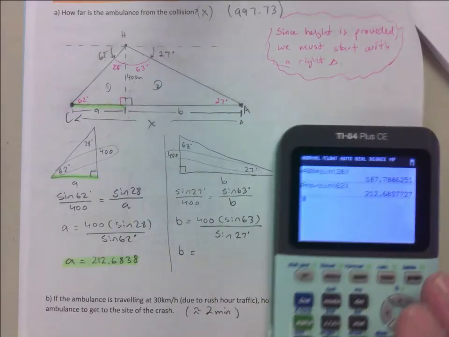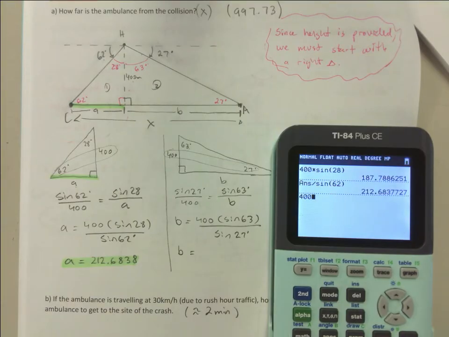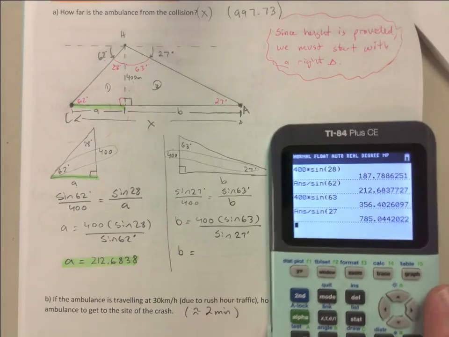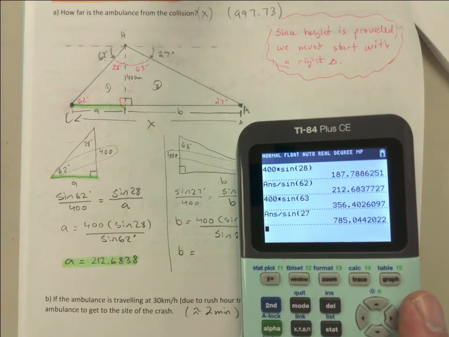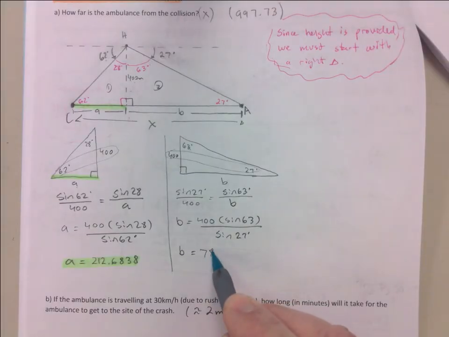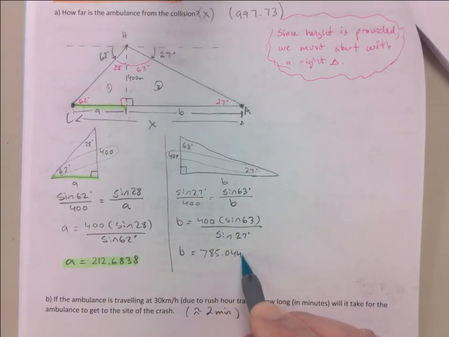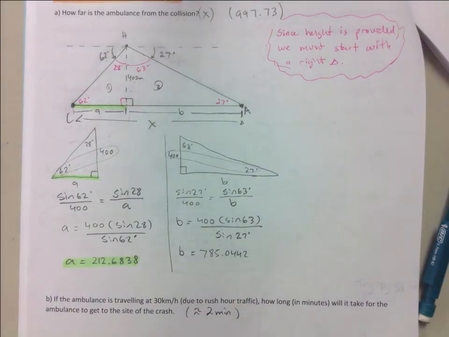If you cross multiply and divide, you get 785.0442. I'm going to give that a color, and let's go with orange.